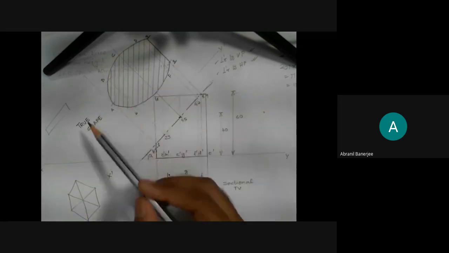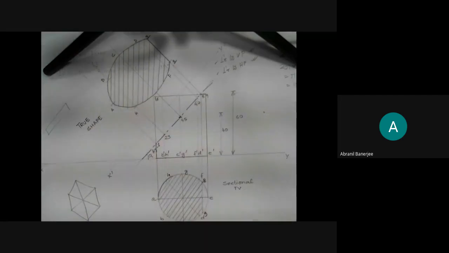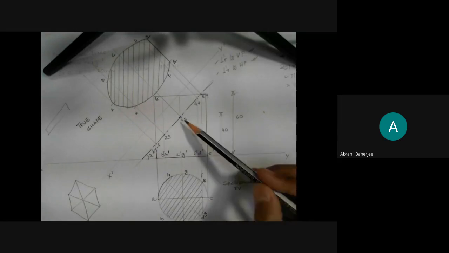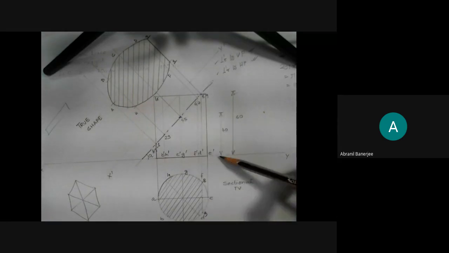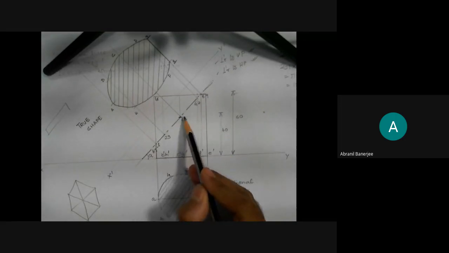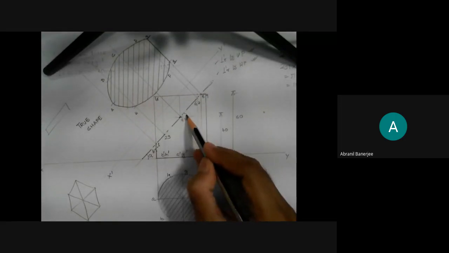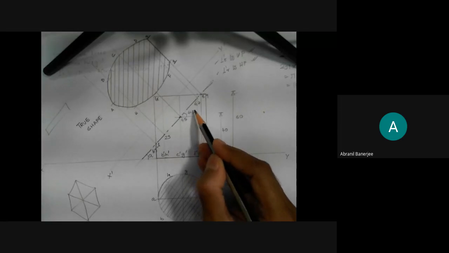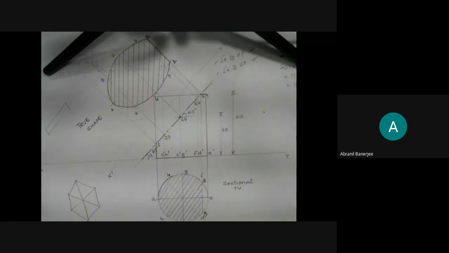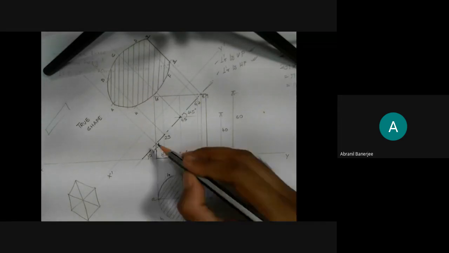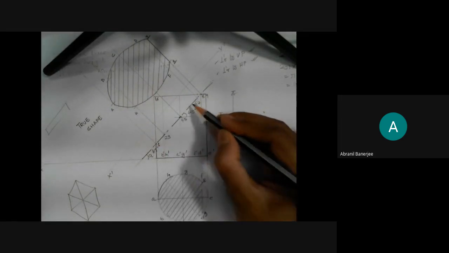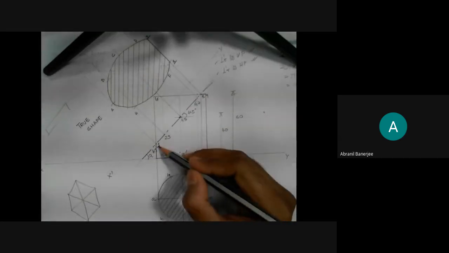In this question, you have seen the section of a cylinder. The section is passing through a point which is 40 mm above the base, and the angle is 45 degrees. Fair enough? Yes or no? And what I have done in this, all the intersecting points, I have named it as 1.